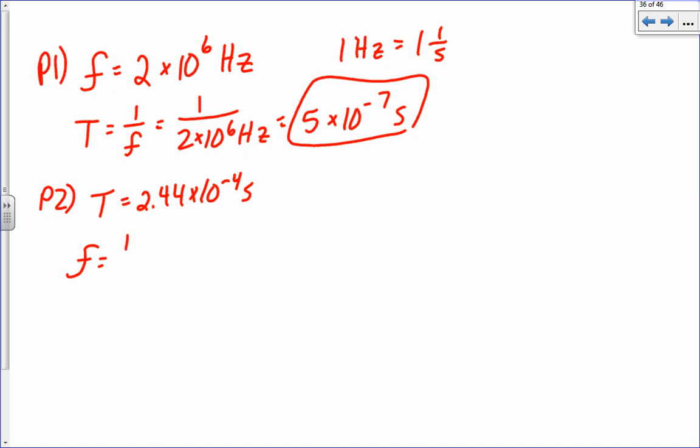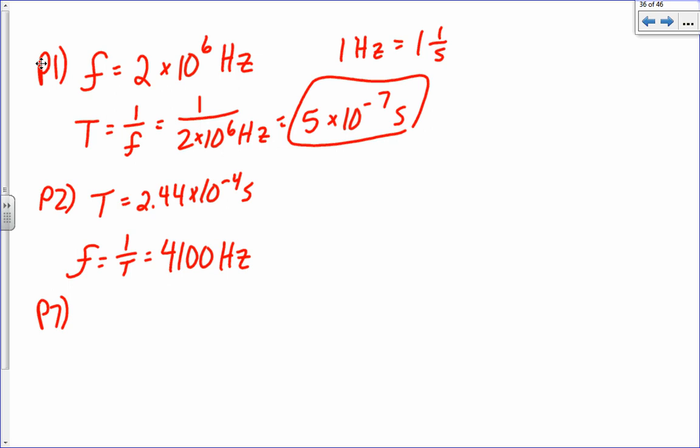So similar to what we had before, it's just 1 over the period. So 1 over that value will give me the frequency, and I get 4100 hertz. Now, you need to be able to go back and forth between period and frequency and know how they're related. Frequency is 1 over period.